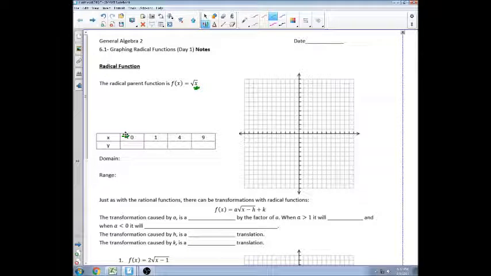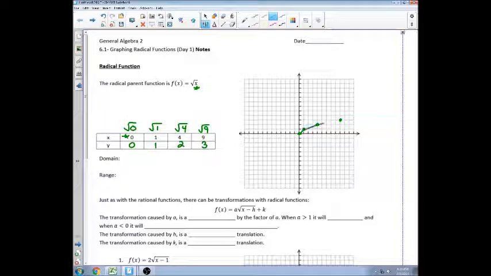So for x is 0, it would be the square root of 0, which is in fact 0. The square root of 1 is 1. The square root of 4 is 2. And the square root of 9 is 3. Okay? If I go ahead and plot all those points, I will have (0, 0), (1, 1), (4, 2), so that's 2, 3, 4, 2, and 5, 6, 7, 8, 9, 3.